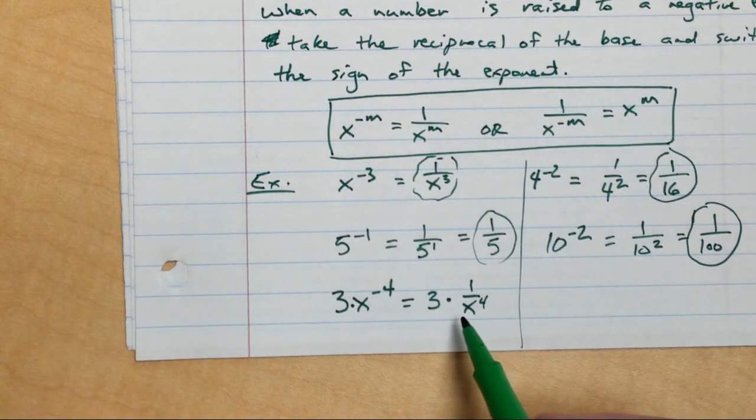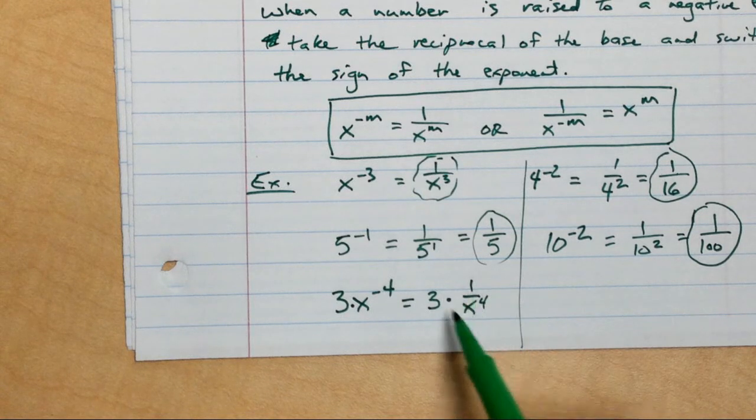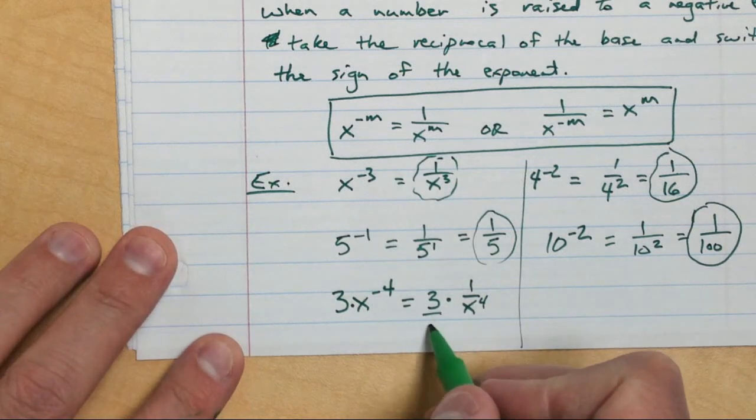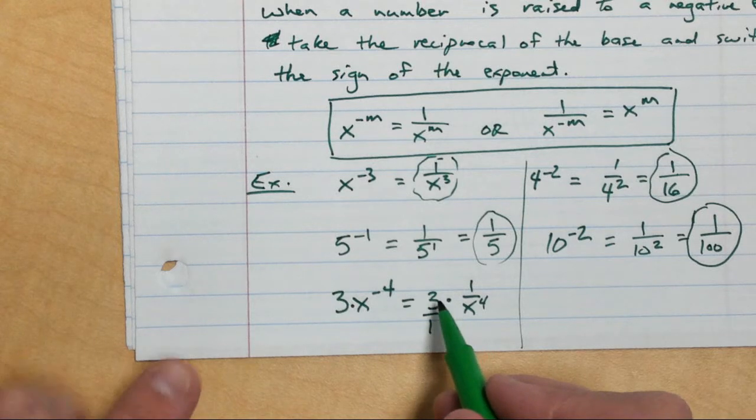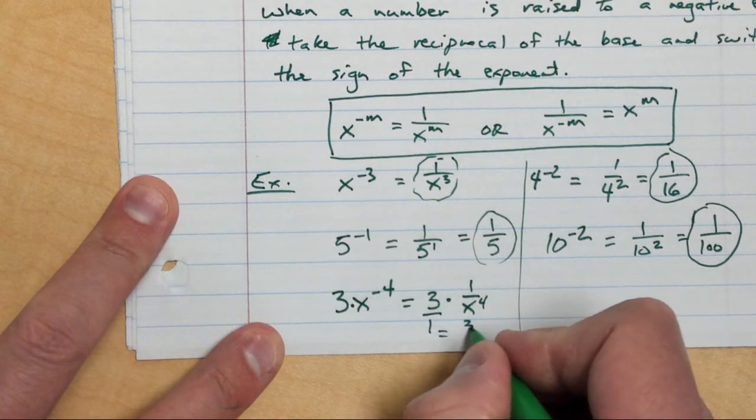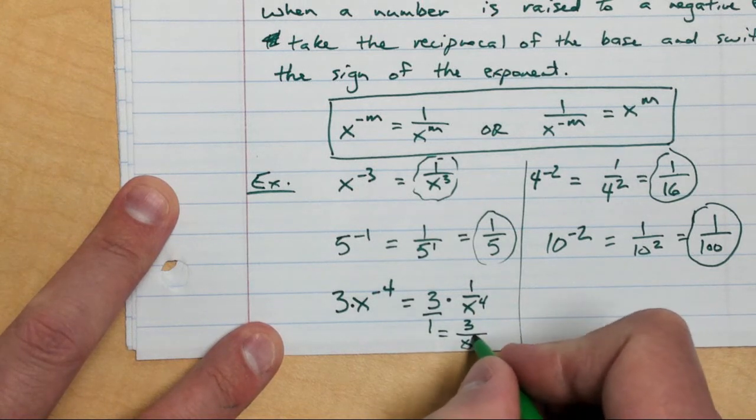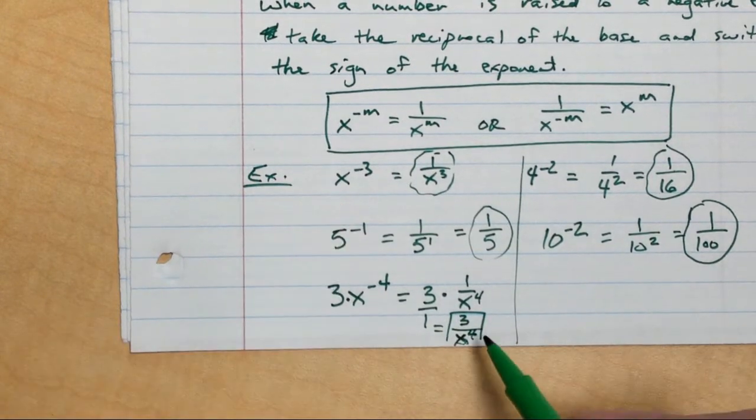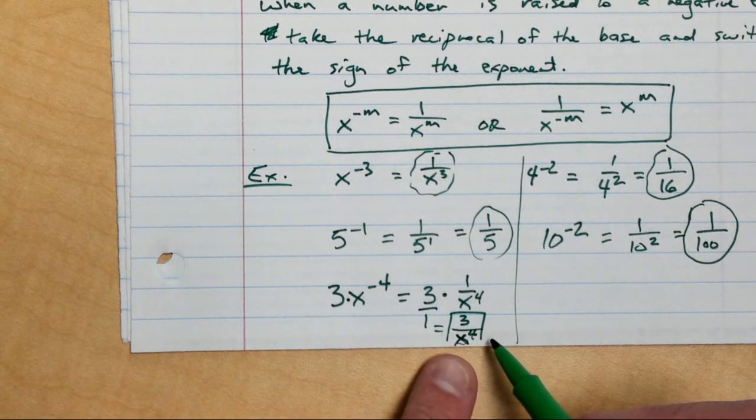But this isn't the right answer completely. I mean, this is mostly correct, but the goal is to simplify this as much as possible. The goal is to have this combined as one number. So I'm going to do a trick here. I'm going to make this 3 a fraction, 3 over 1. And when we multiply fractions, we take the numerator times the numerator, 3 times 1, and the denominator times the denominator, 1 times x to the 4th. And you get 3 over x to the 4th power.